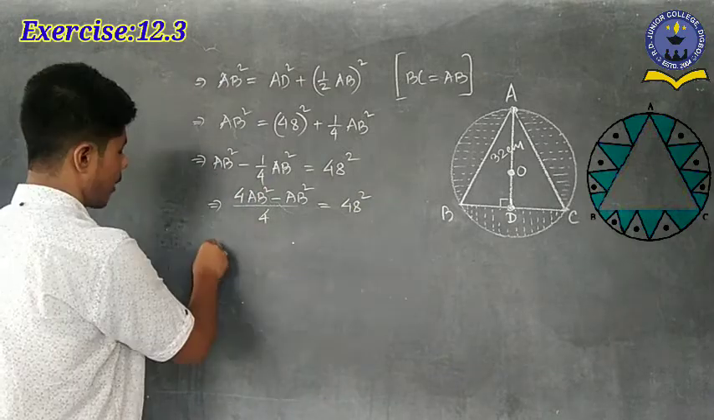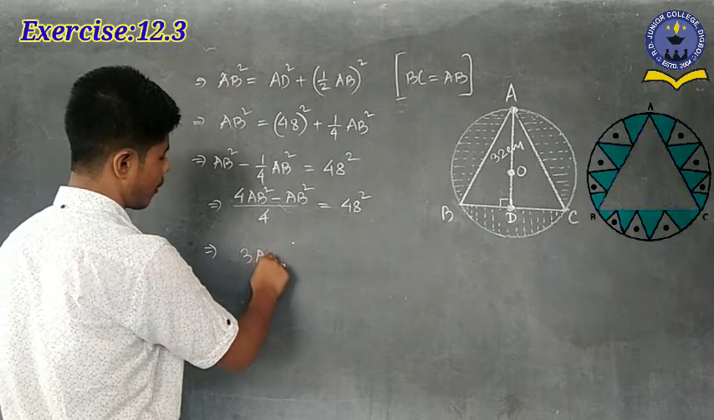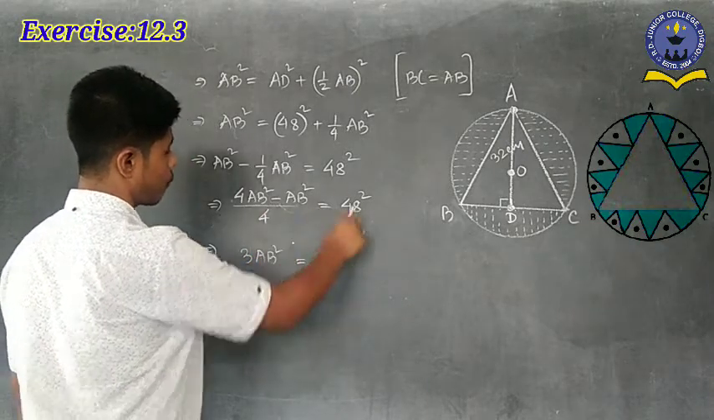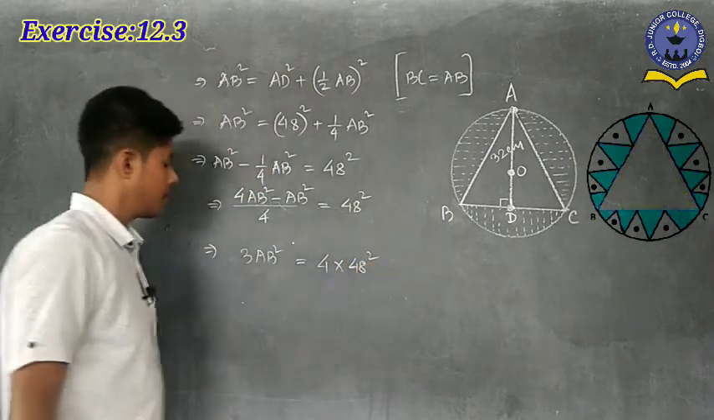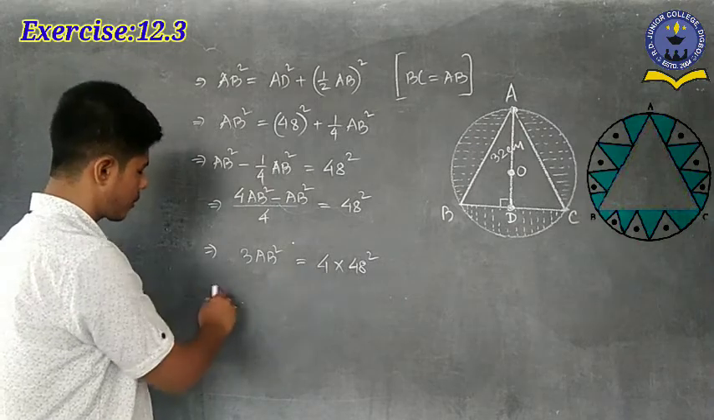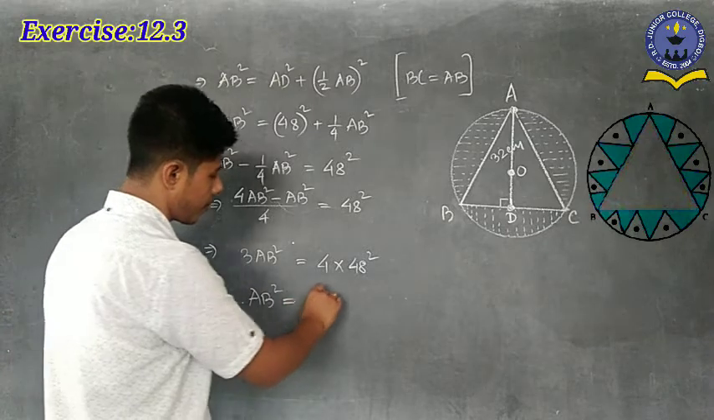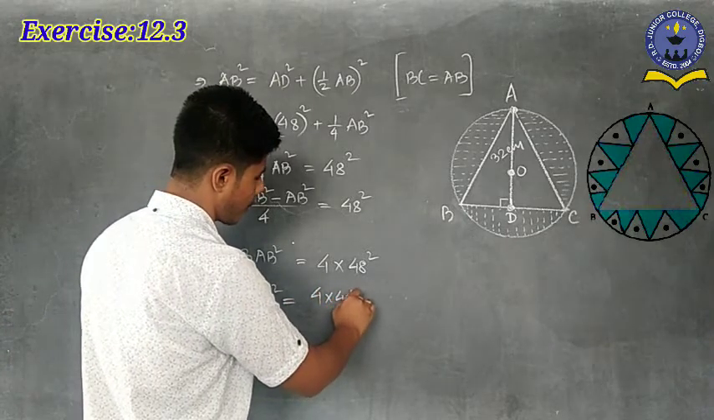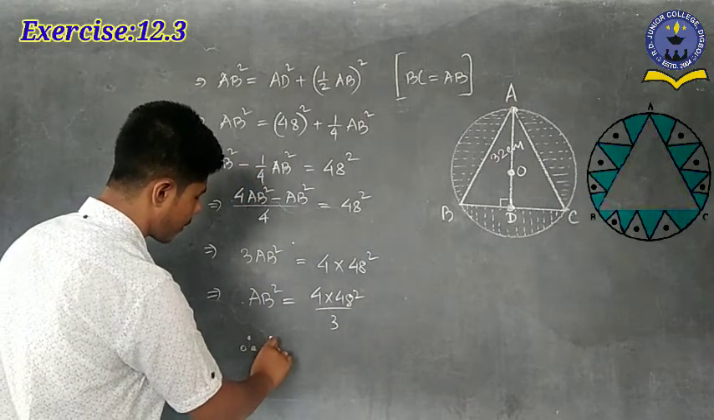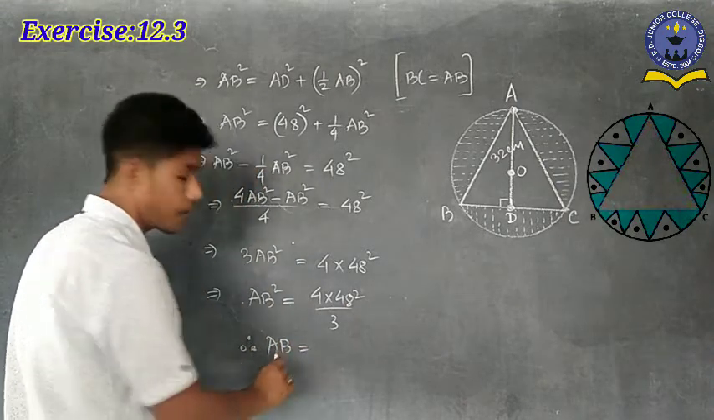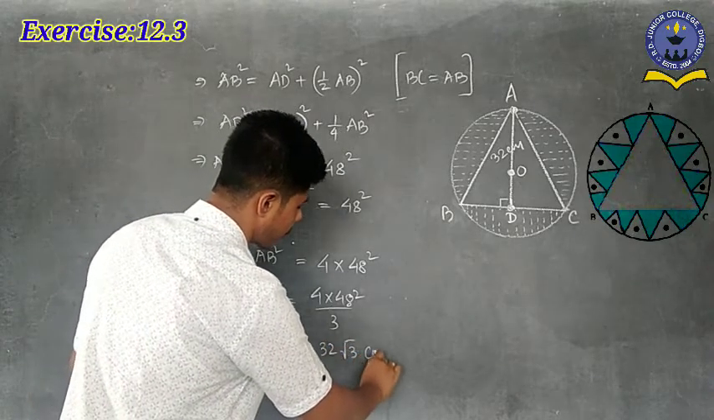Is it clear? Next, if we calculate this one, 3 AB square equals to, if we cross multiply this 4 into 48 square. So now after getting this one, if we cross multiply this 3, then AB square equals what do we get here? 4 into 48 square by 3. And now if we take the square root on both sides, AB equals, we get here 32 root 3 centimeter.